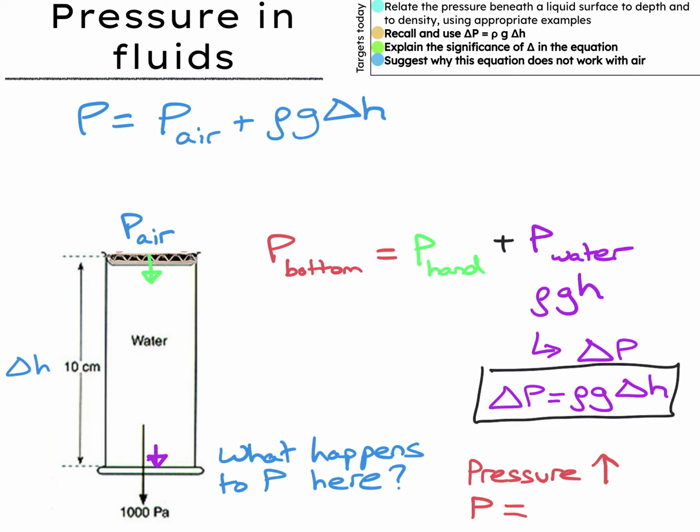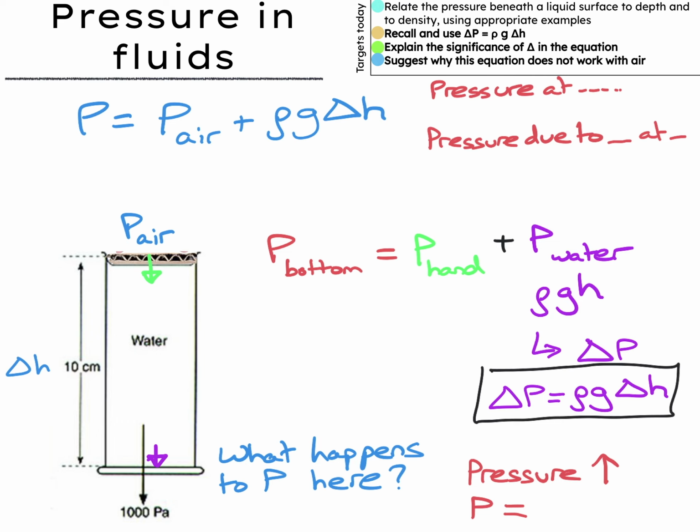When answering a question, pay attention to the wording. If it asks for the pressure at a certain depth, you need to use P equals P0 plus rho g delta h. But if it asks for the pressure due to the liquid at a certain depth, you only need delta P equals rho g delta h.